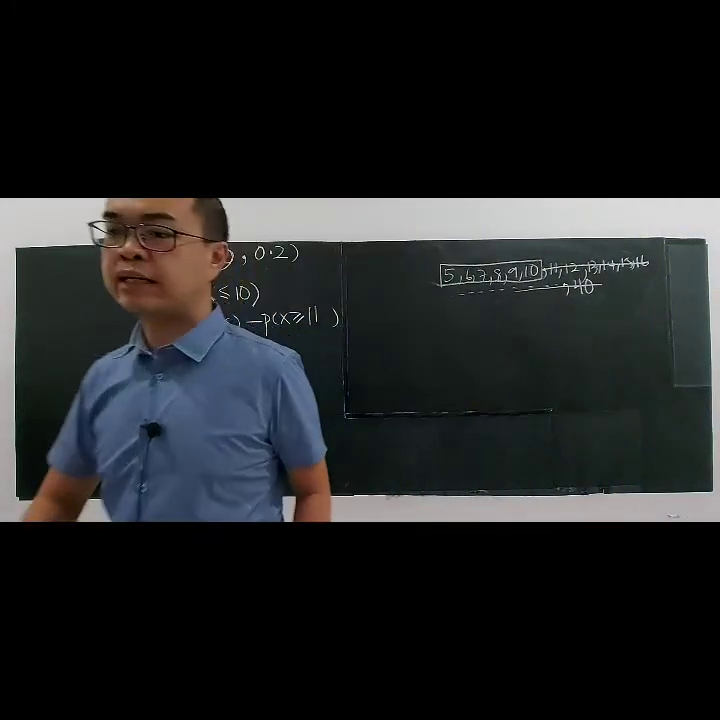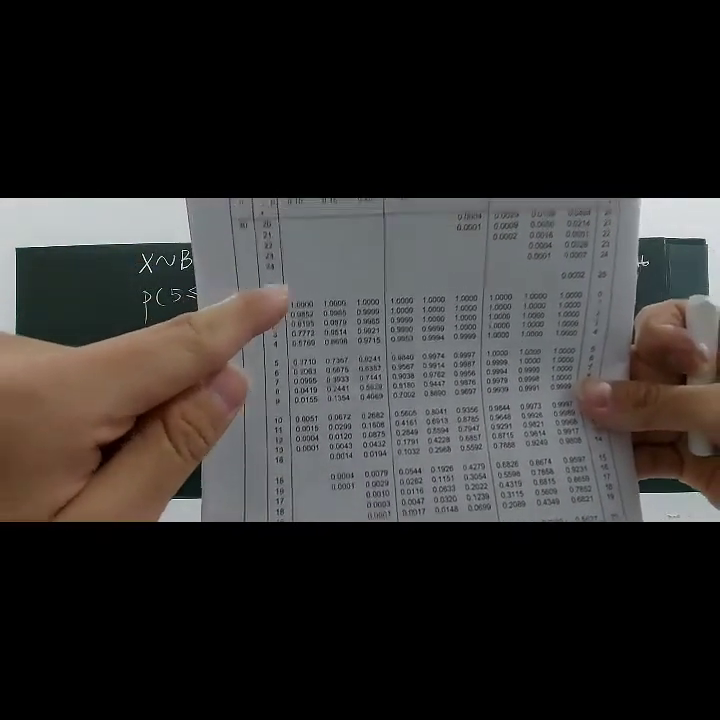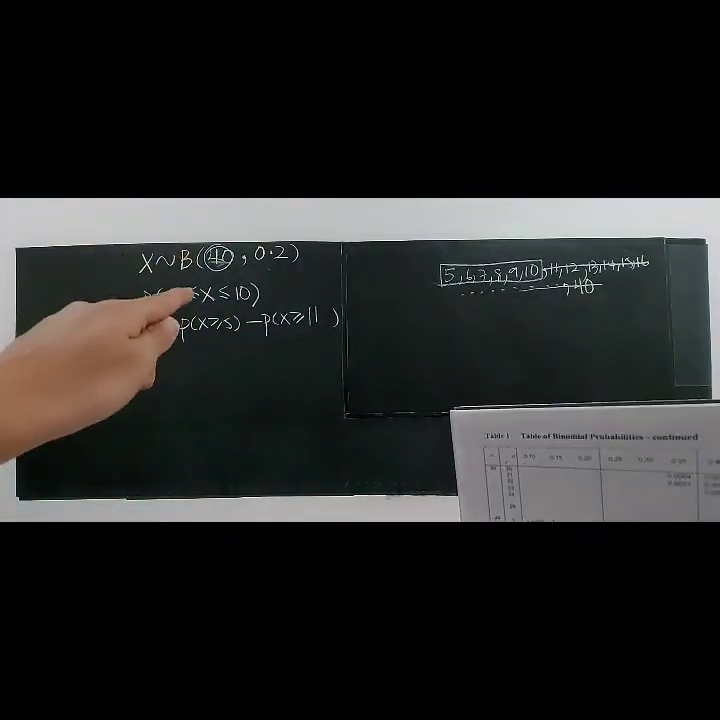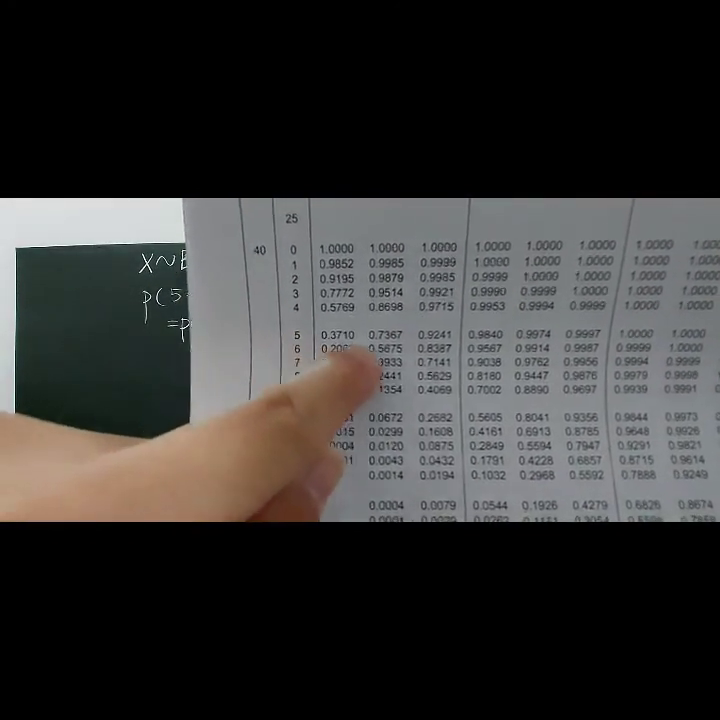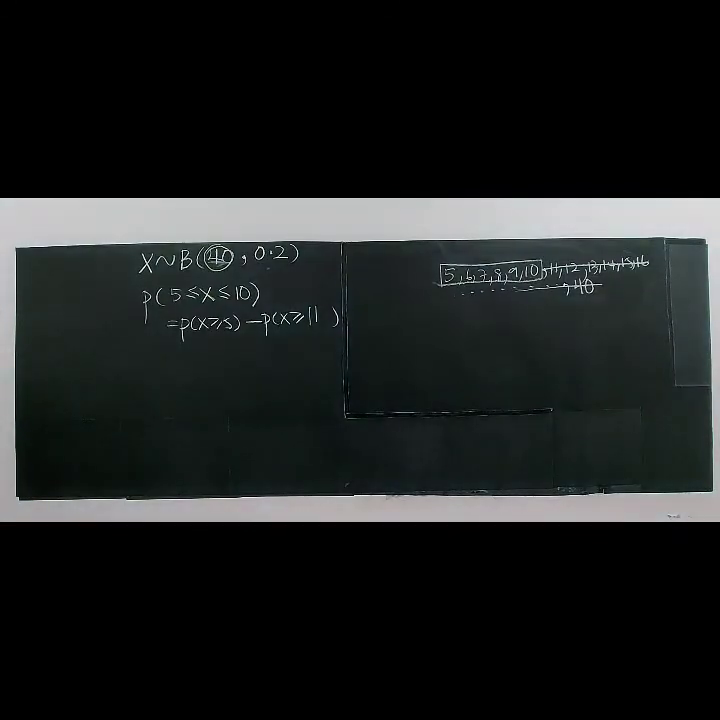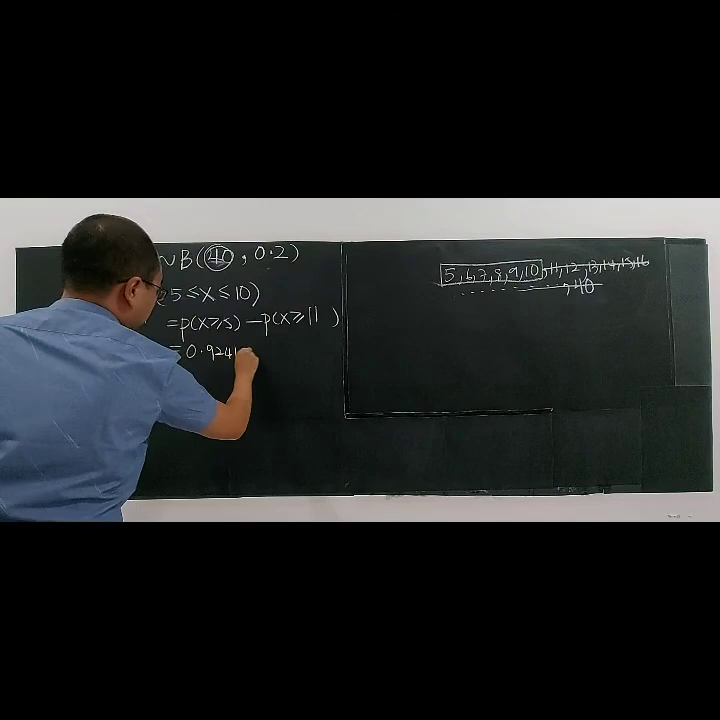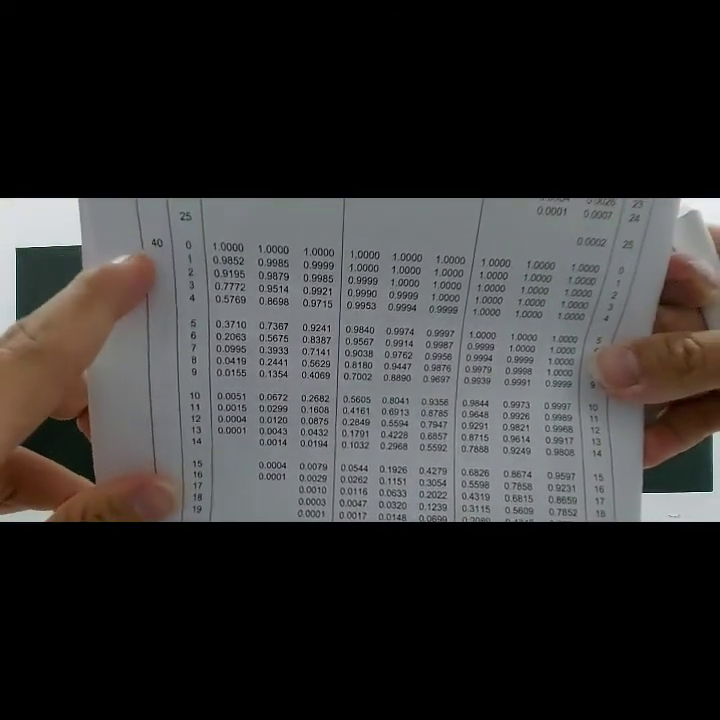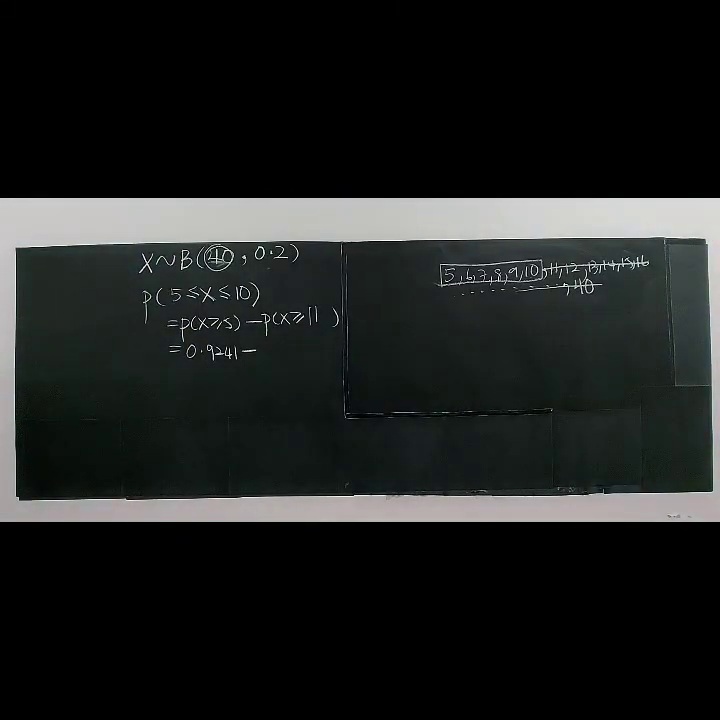So from the statistical table, you read the value. 40, 0.2, just like just now, this column here. So find the value of 5 and 11. From here, 5 will be 0.9241, right? So you just write there 0.9241. Minus away at least 11. Where's 11? Okay, 11, 0.1608, right?